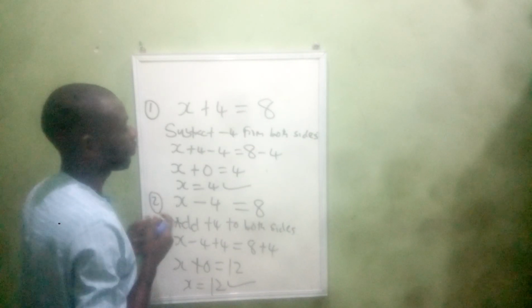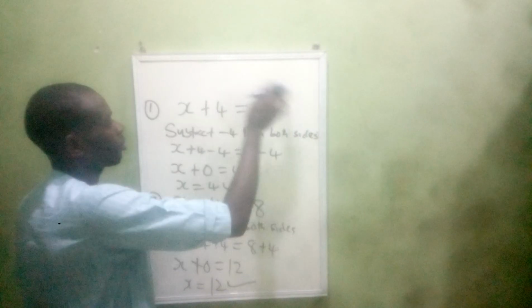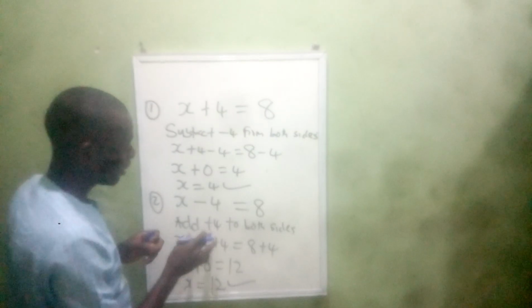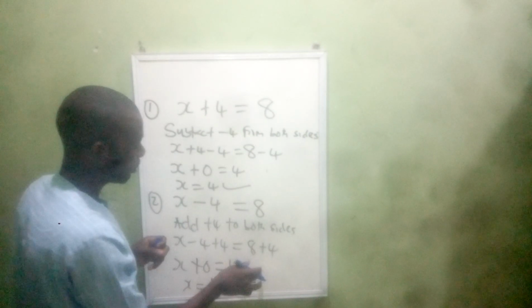For students to understand, we normally say when plus crosses the equal sign, it changes to minus, and here, when it is minus and it crosses the equal sign, it changes to what? Plus.